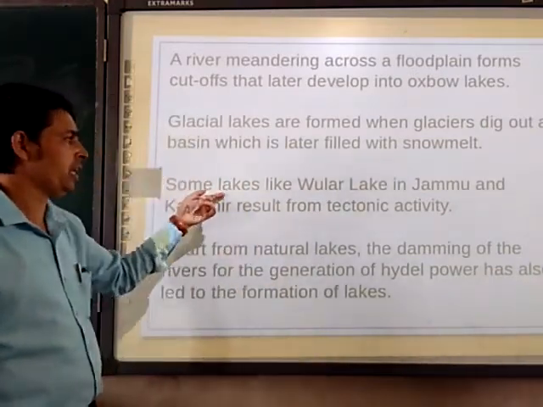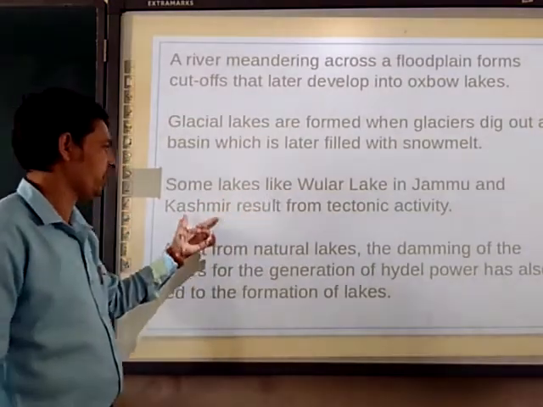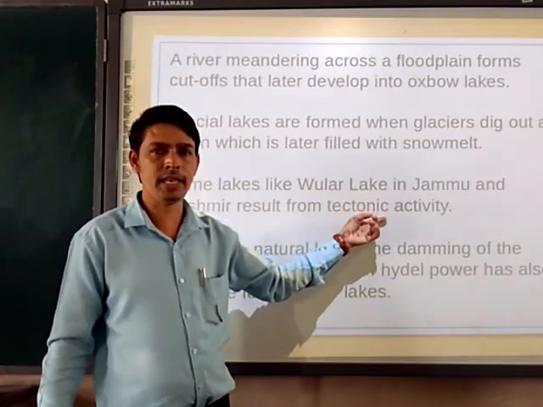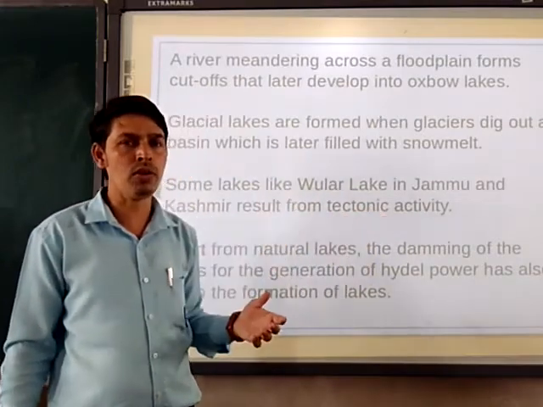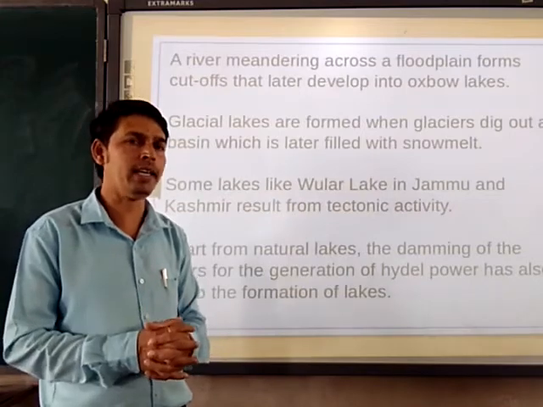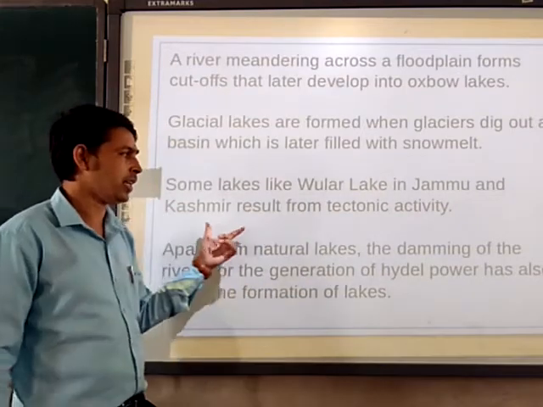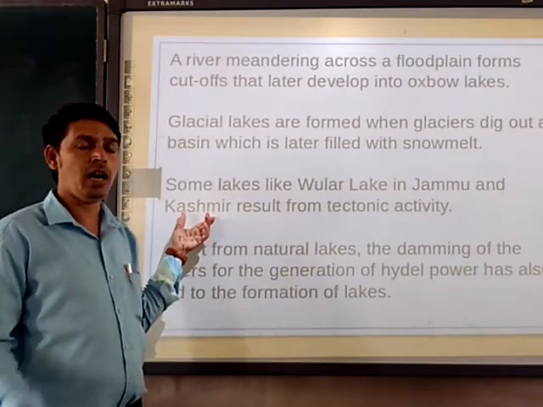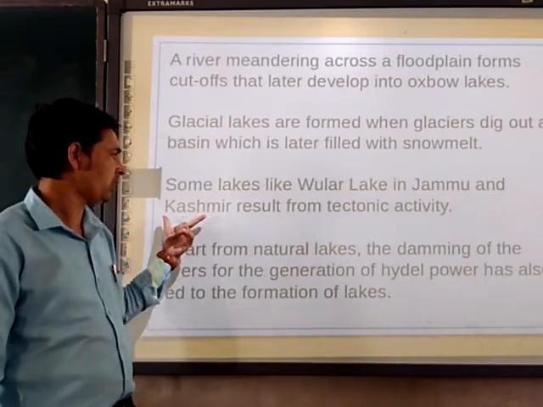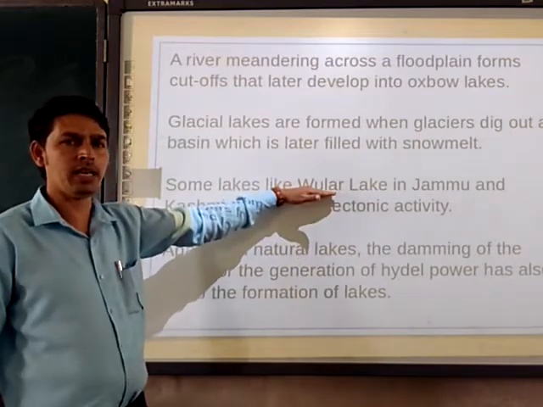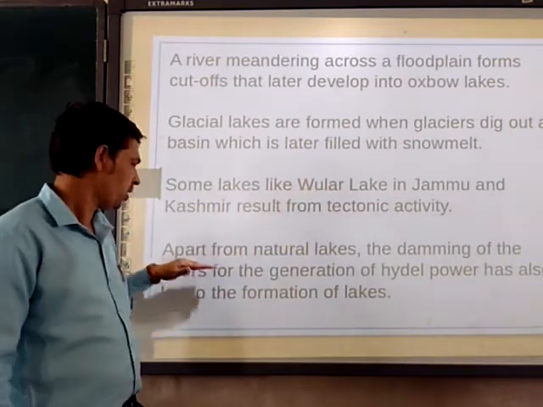Next, some lakes like Wular Lake in Jammu and Kashmir result from tectonic activity. In chapter number 2 only we had seen what plate tectonics is, and I had explained at the time that due to the plate tectonic activities, a lot of activities are happening on the outside and inside of the earth's crust. So the Wular Lake is one of the best examples of that.